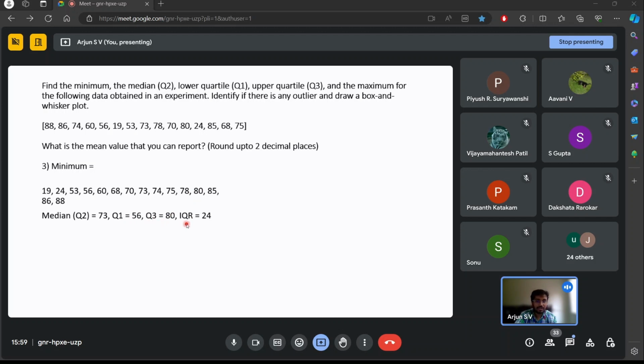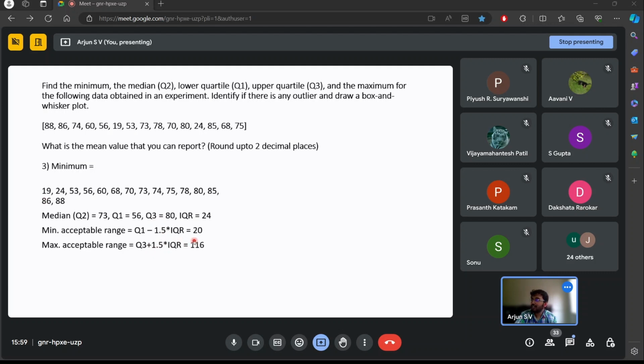So we have these values. Now we have to calculate the minimum and maximum acceptable range. The minimum acceptable range, we already saw the formula: Q1 minus 1.5 times the interquartile range. So 1.5 times the interquartile range will give you 36, and Q1 is 56. So 56 minus 36 will give you 20. So 20 is the minimum acceptable value, and the maximum acceptable value is Q3 plus 1.5 times the interquartile range, which will give you 80 plus 36, which is 116.